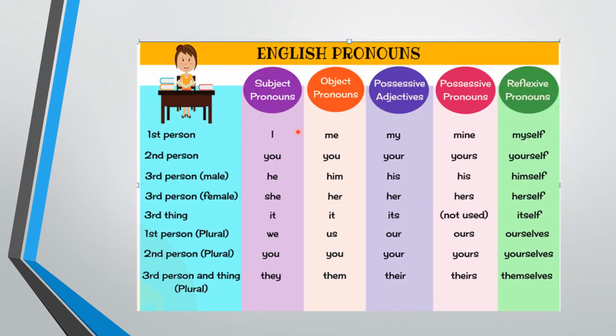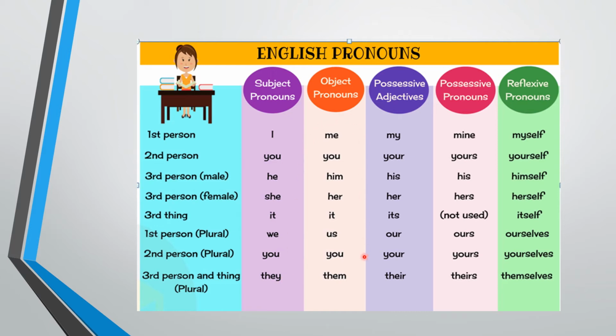Moving on to the types of pronouns. What are all the pronouns that we have? Subject pronouns, object pronouns, possessive pronouns, and reflexive pronouns. Subject pronouns are I, you, he, she, it, we, you, they. It will explain the subject. Subject pronouns give a clear idea about who is the doer of an action, that is none other than the subject.